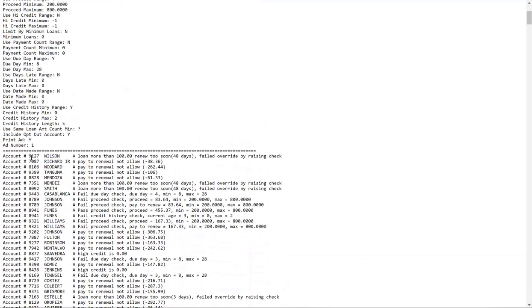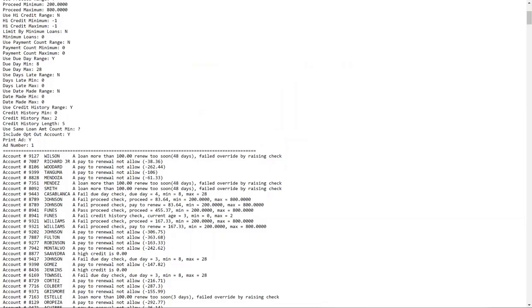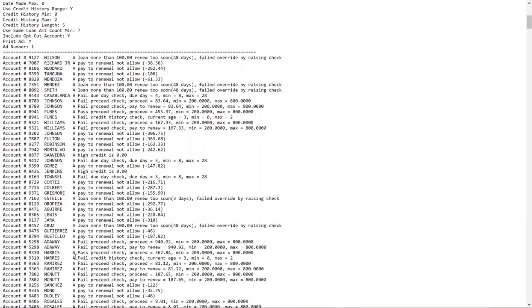So account number 9127 Wilson, loan more than 100 to renew too soon. So that's why they were not in the list. This particular Richard Jr., 7087, pay to renew not allowed. So if you did your solicitation and you were expecting to have quite a few more customers in that solicitation, and you come to your log file, it will show you why particular people did not show up in that criteria for solicitation. All the people that didn't show up and why.